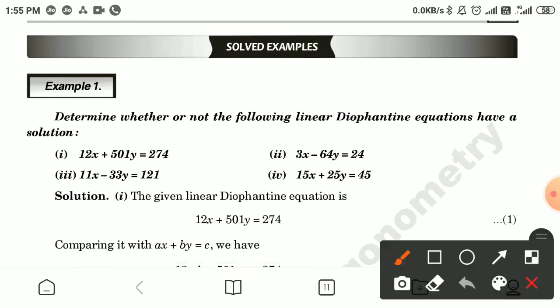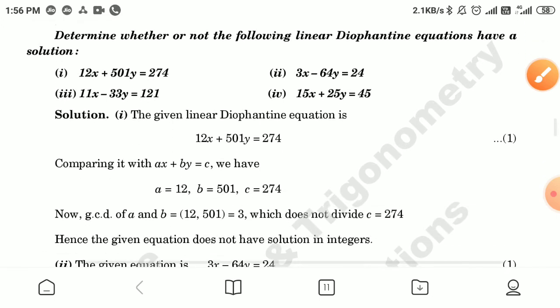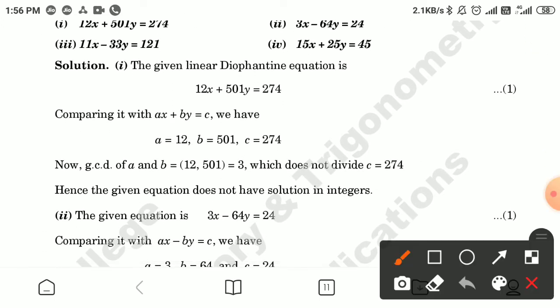Now, taking solved examples: determine whether or not the following linear Diophantine equations have a solution. First, the given linear Diophantine equation is 12x plus 501y equal to 274, marking this as number 1. Comparing it with ax plus by equal to c, we have a equal to 12, b equal to 501, c equal to 274. Now the greatest common divisor of a and b is equal to 3, which does not divide c equal to 274. Hence the given equation does not have a solution in integers.